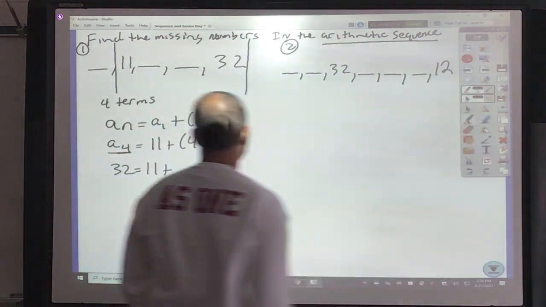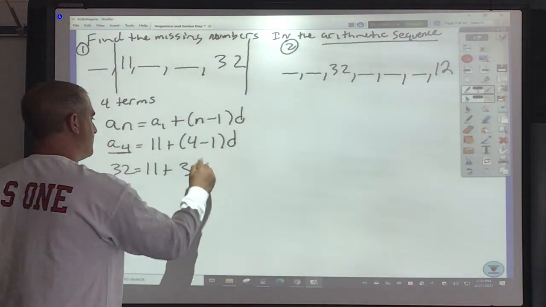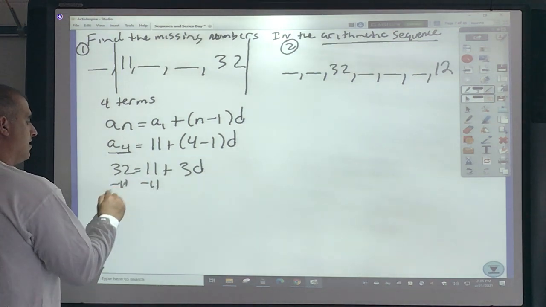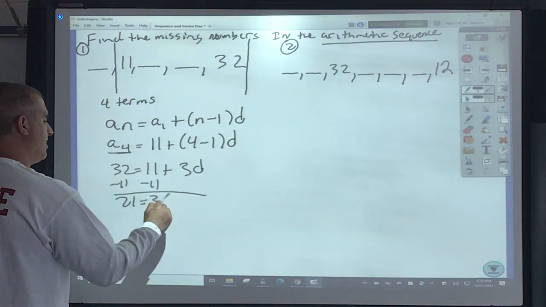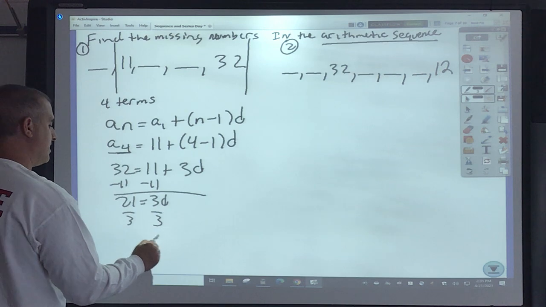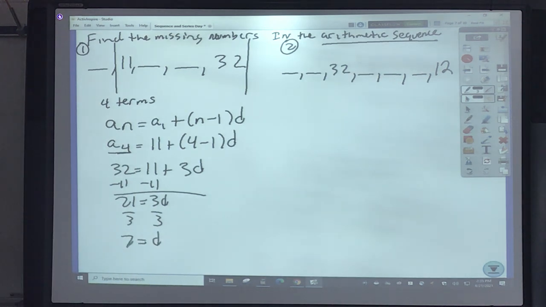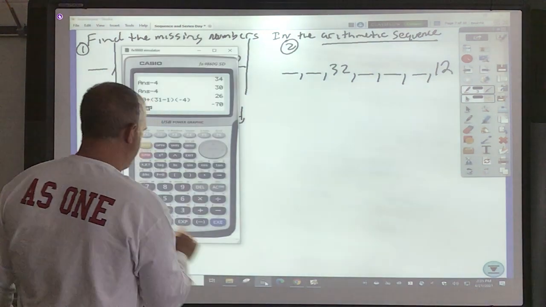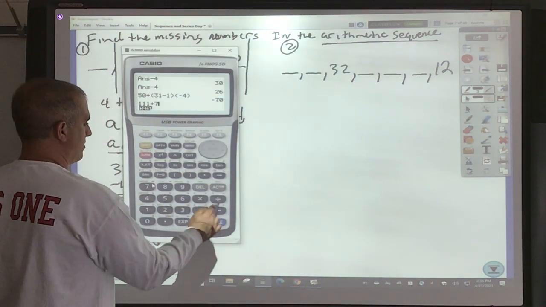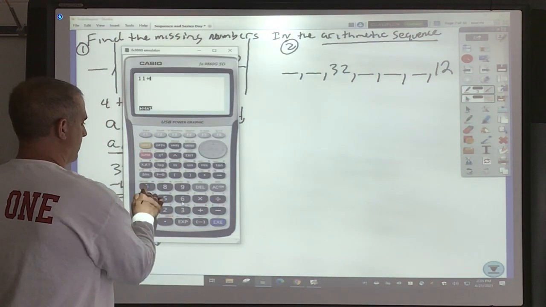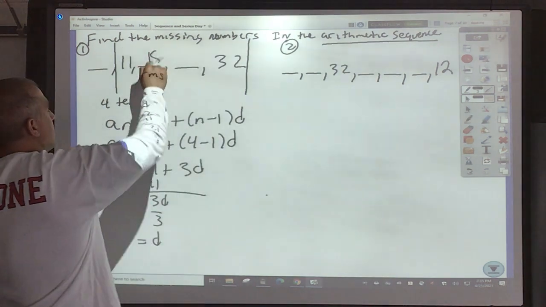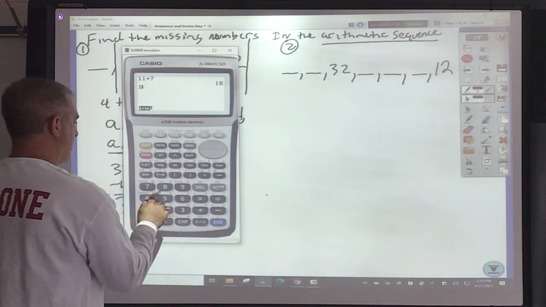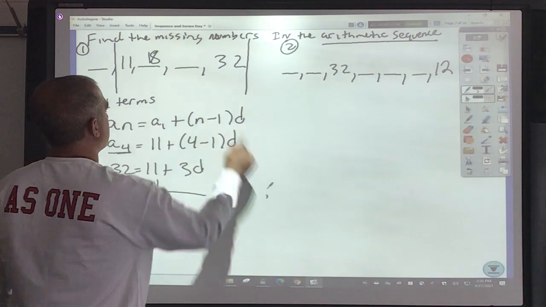Okay? 4 minus 1 would be 3. So now I'm just solving for D. That'd be 21 equals 3D. Divide by 3. D is 7. Okay? Now, this is where you have to have a little bit of number sense. How can I fill in those? We'll just do 11 plus 7 is 18. 18 plus 7 is 25.